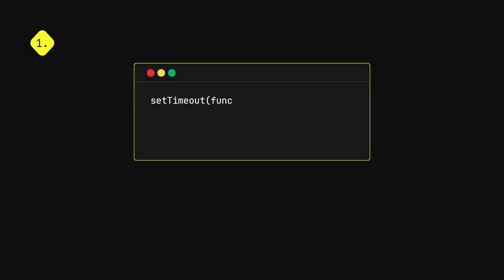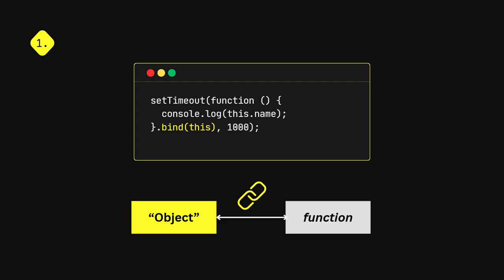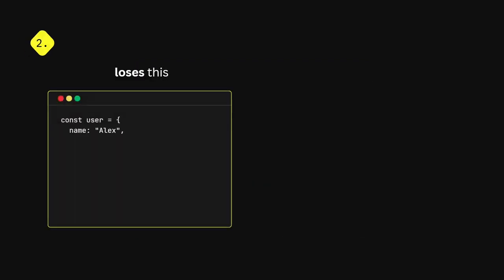There are 3 fixes: bind permanently ties a function to an object. Arrow functions, they don't have their own this, they inherit from the surrounding code. And if you're using modern classes, which we'll see in a second, this is handled much more predictably.